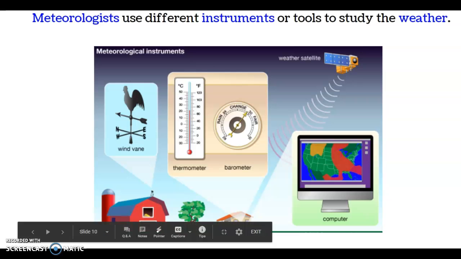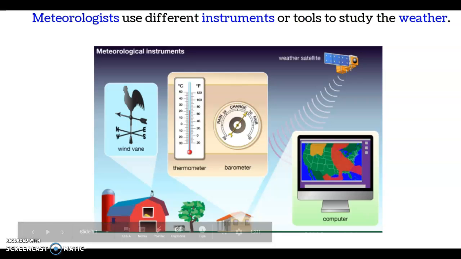Meteorologists use different instruments or tools to study the weather. They have a weather vane, and in the center you can see a thermometer, weather satellite, computer. The weather satellite is something that is more modern technology in regards to finding out what the weather forecast could be like. The meteorologists can use the weather satellites to make predictions about the future forecast, as well as using the other tools that are on the screen.